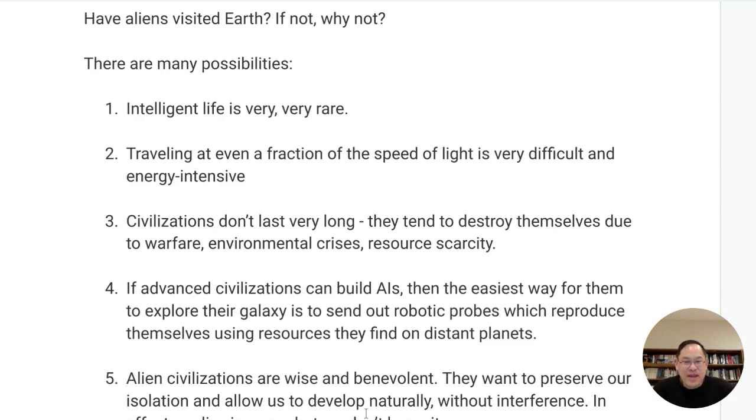Idea number three, maybe civilizations don't last very long. So maybe they tend to destroy themselves due to warfare or screwing up their own environment or running out of resources. That's kind of plausible because although we've managed to not blow ourselves up with nuclear weapons for about 70 years, 80 years now, there's no guarantee that we won't blow ourselves up tomorrow or 100 years from now. So it could be that civilizations just don't last that long.